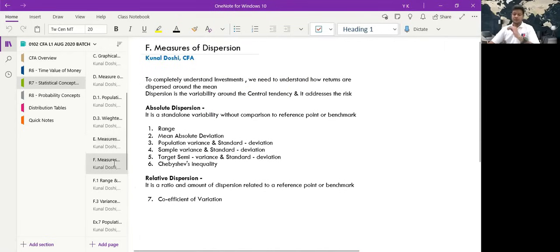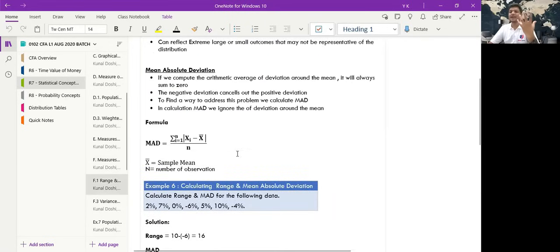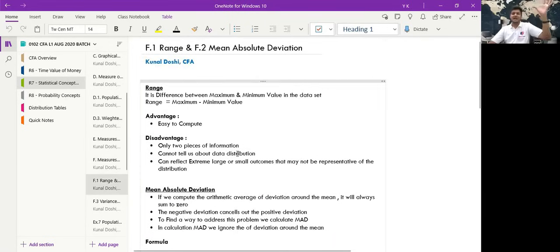Now, as I said, we are now going to focus on the measures of dispersion, that is risk. And there are two types of risk, absolute and relative. In relative, we are going to relate the risk with something. The easiest form of measurement of risk that generally people use is range. What range tells you? The difference between the largest and the smallest number. The difference between the maximum and the minimum value.